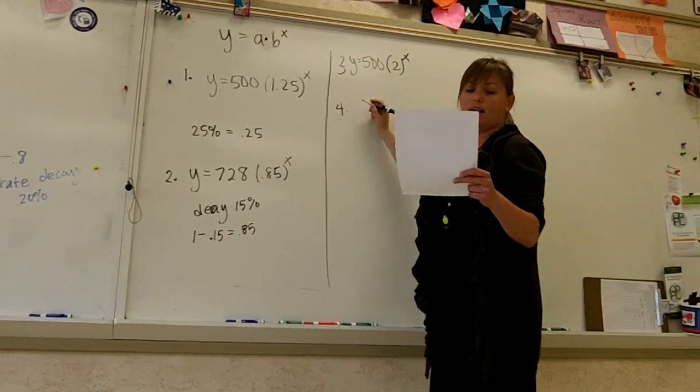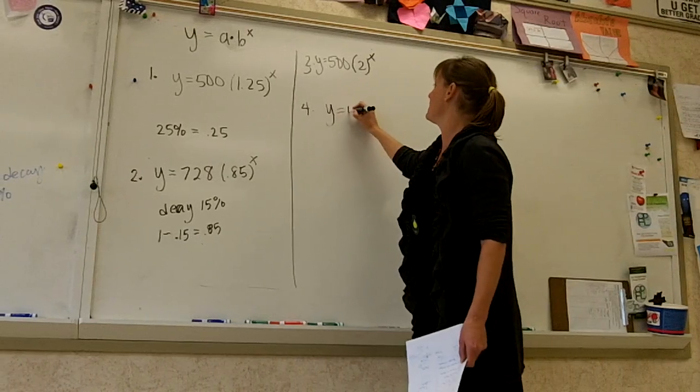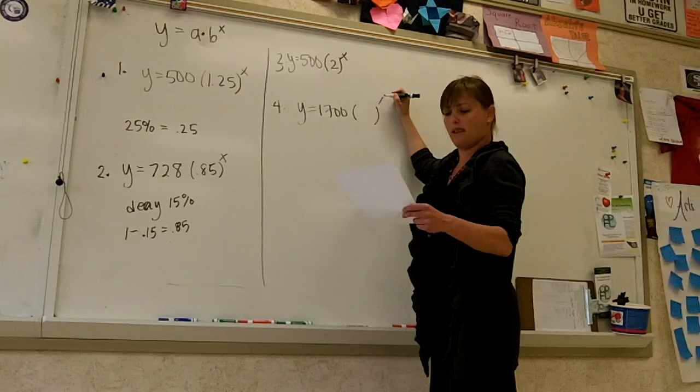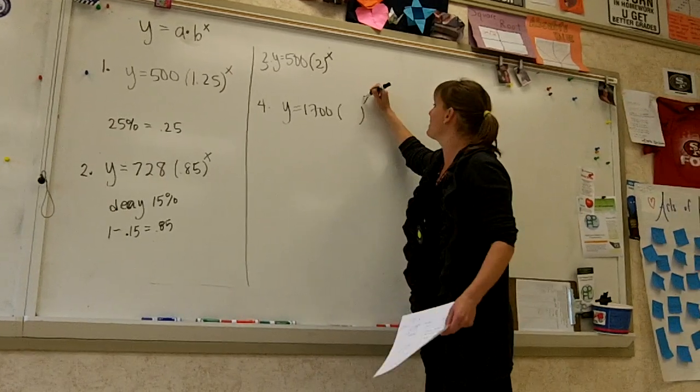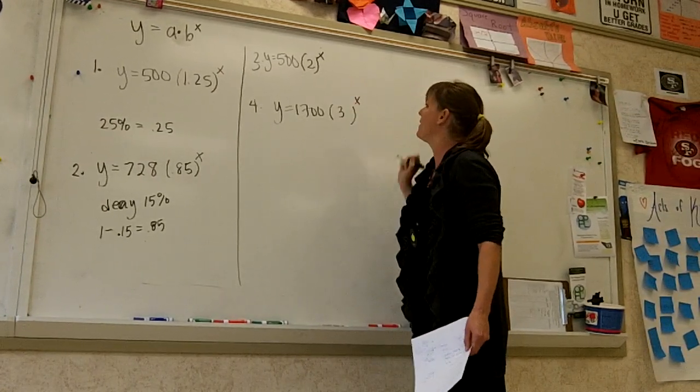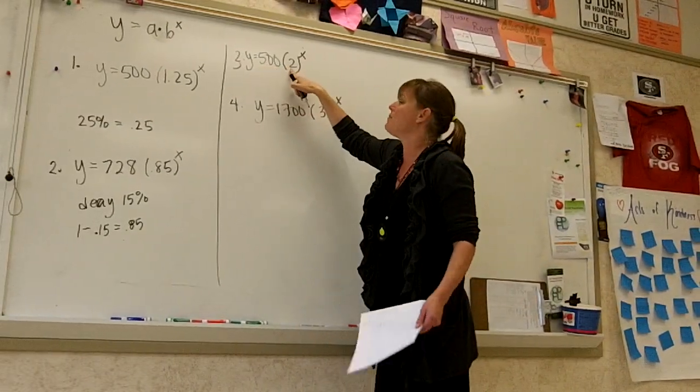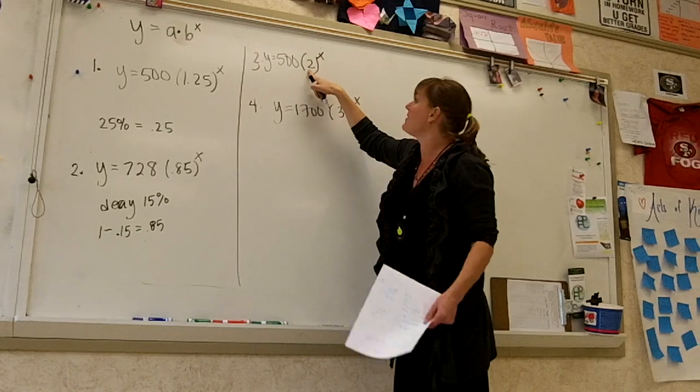Example 4, I have an initial value of 1700, and I'm tripling something every... Oh, I forgot something. I didn't look very closely. Okay, so let's backtrack, because this one says that it's 500. It doubles every 5 years.